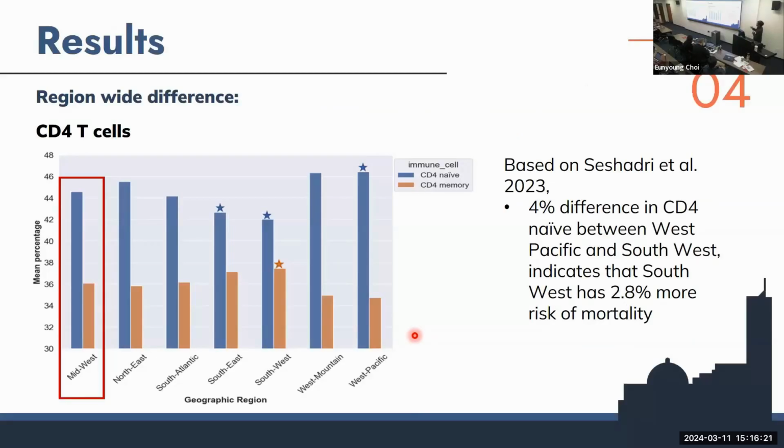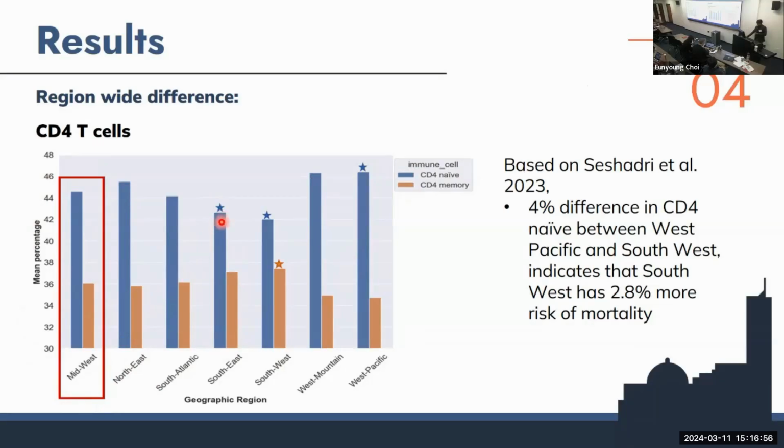Moving on to results. So this bar chart indicates differences in the immune cell population with respect to regions. The y-axis indicates the mean percentage for each of the immune cells. The blue bar indicates the CD4 naive subset, which is shown to be associated with mortality, and the orange bar indicates the CD4 memory subset. This red bar is the baseline region against which we compare the other regions.